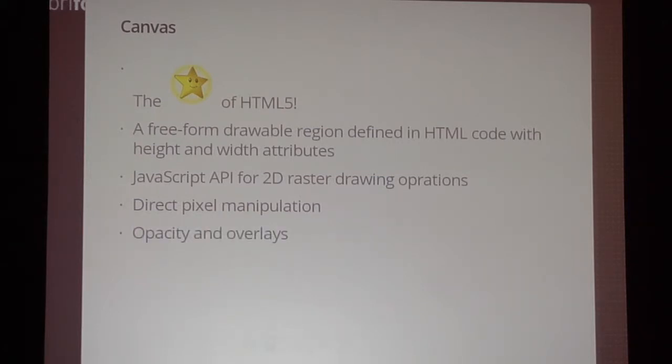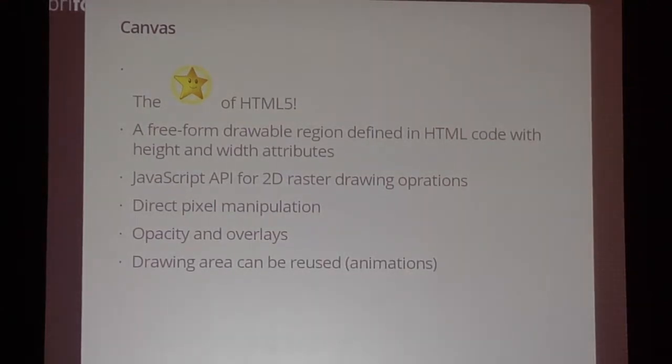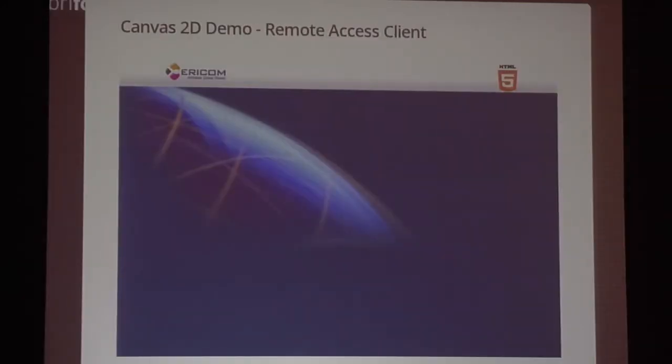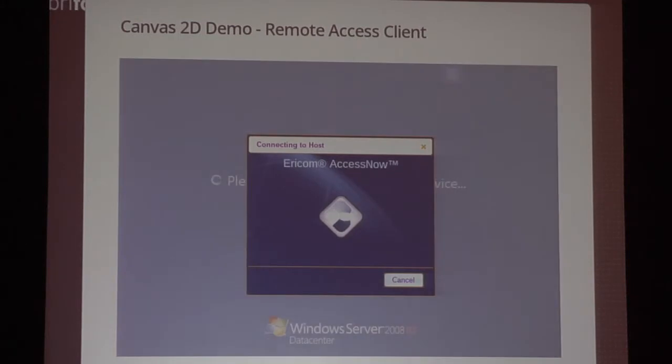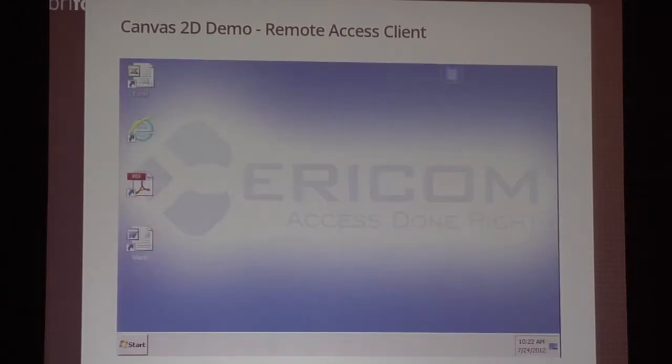It has opacity and overlays. It's a lot of fun. The drawing area can be reused, so if you're looking at a lot of these new games that are coming out, and again, if we have time, we'll see one or two, this is how they work. This is an example of using Canvas, in this case for what we call HTML5 remote access, which I'll talk about in a different session.